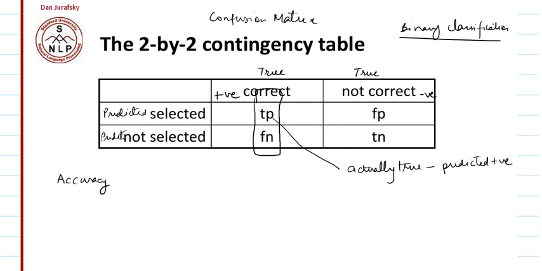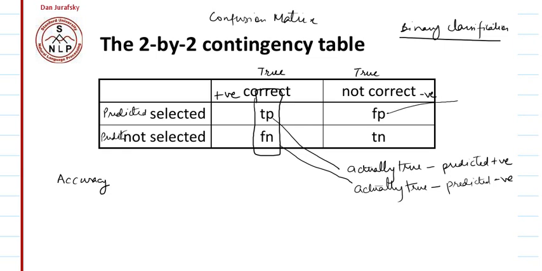And this false negative is actually predicted as negative, but in ground truth it is not negative, it is positive. So in ground truth it is true, but it is predicted negative. Predicted negative means that this is actually not negative, so that's why we call it false negative. Similarly we have this false positive.